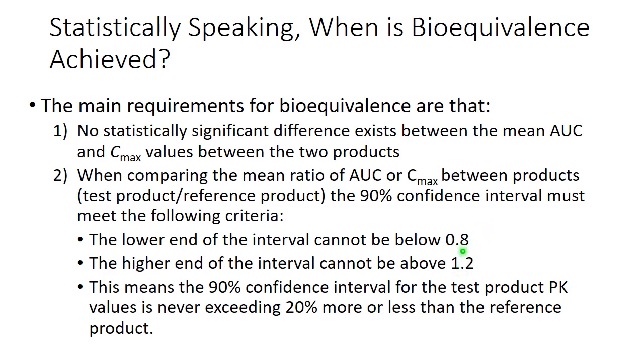But the confidence interval tells you how confident you could be in that data. So again, it's a little confusing probably at first, but I'll show you an example. This means the 90% confidence interval for the test product pharmacokinetic values is never exceeding 20% more or less than the reference product. Okay, and this is what it looks like.